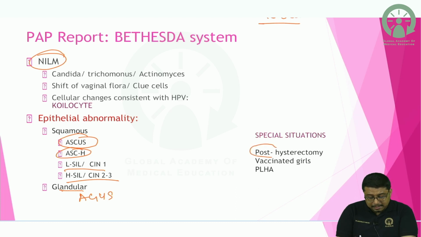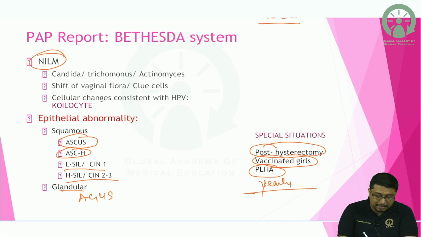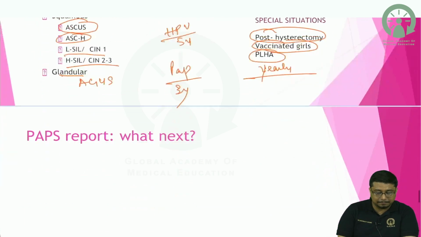So post hysterectomy, we need not screen for PAPs. Vaccinated girls need to be screened. For people living with HIV, it is yearly or annual screening, whereas for other women, HPV DNA PCR is 5 yearly and simple PAP or liquid based cytology is 3 yearly. Okay.